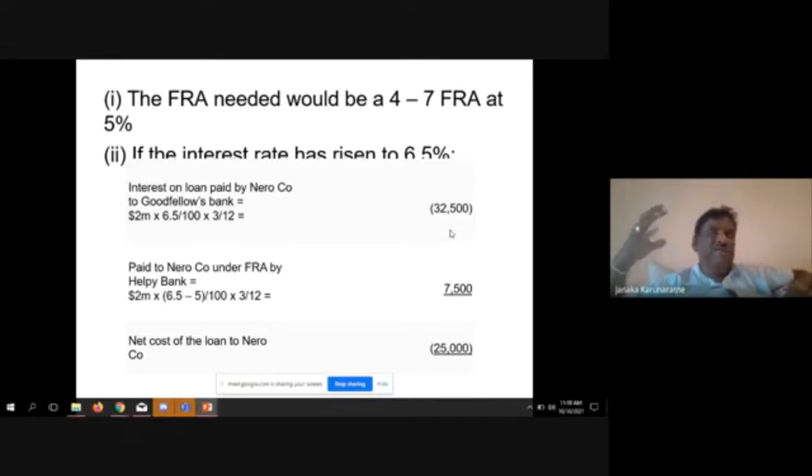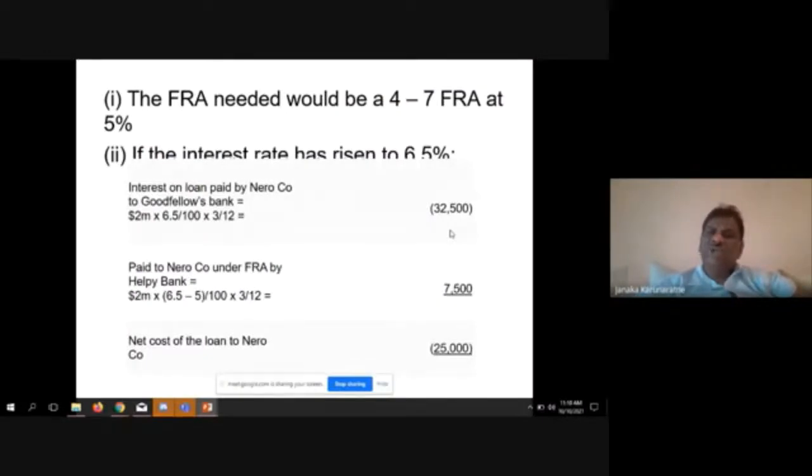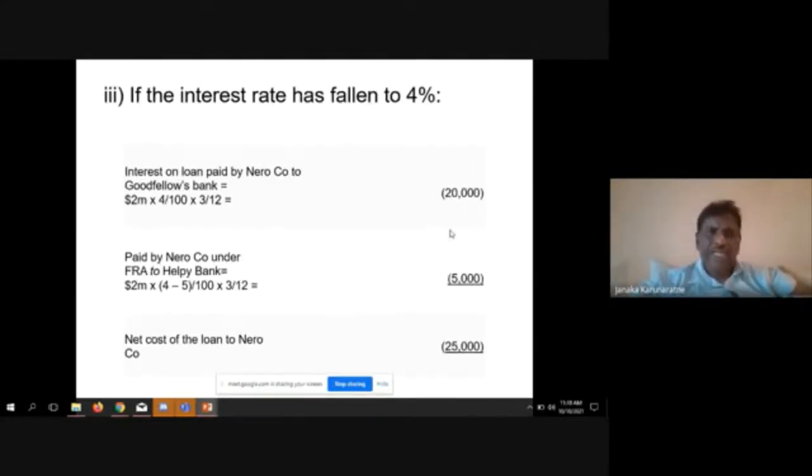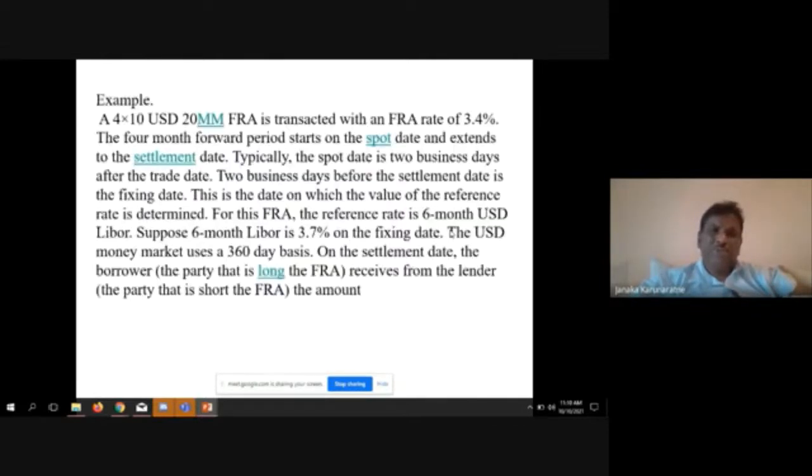So any business, any bank, when they enter into a FRA, they know that whether the future interest rate goes up or down, this is what I have to pay. This is my borrowing cost, right? So that is the benefit of a FRA, a short-term, single period swap.